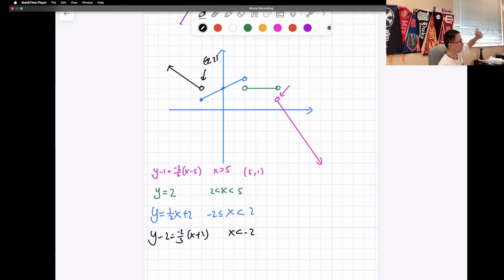You guys good? This is going to be one big question on the test. And you have to figure out how to graph. And this is going to continue to happen.